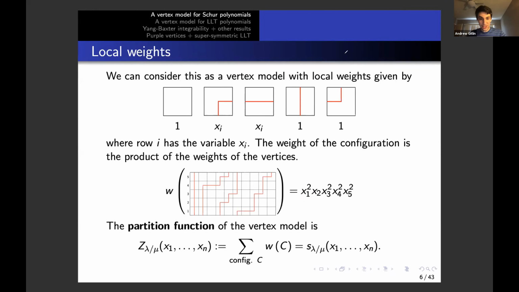And then the partition function for the vertex model is the sum over all valid configurations of the weights of that configuration. And it's pretty easy to see that's just the Schur polynomial of lambda over mu. So this is what I mean when I say that this is a vertex model for the Schur polynomials.